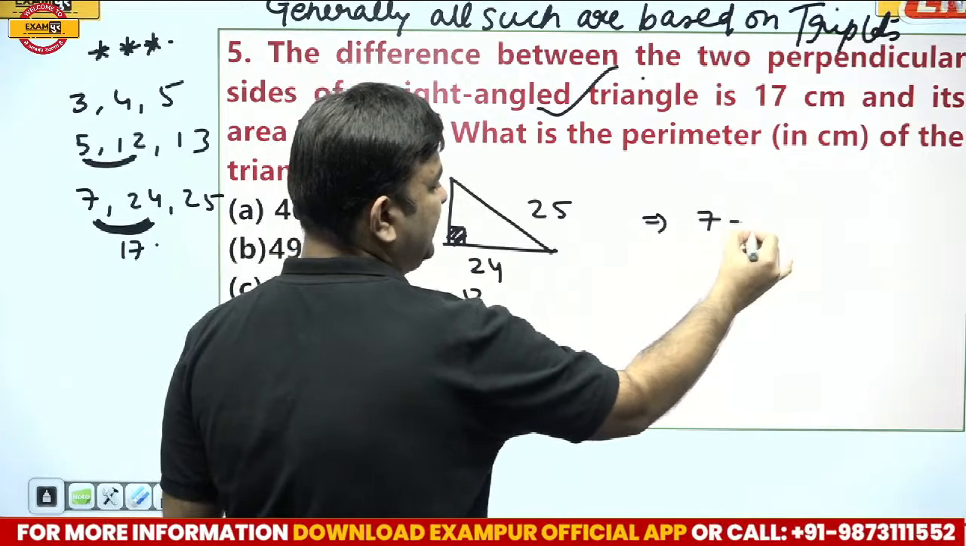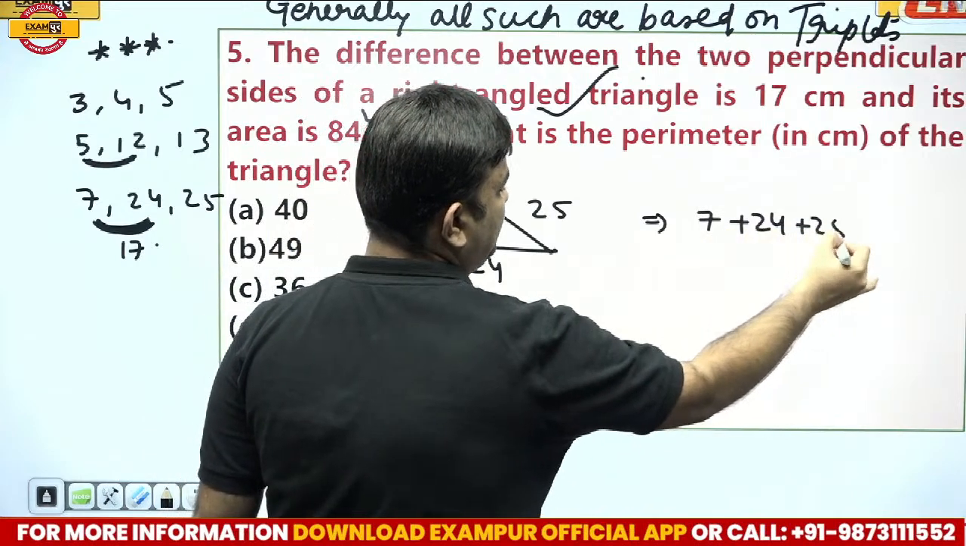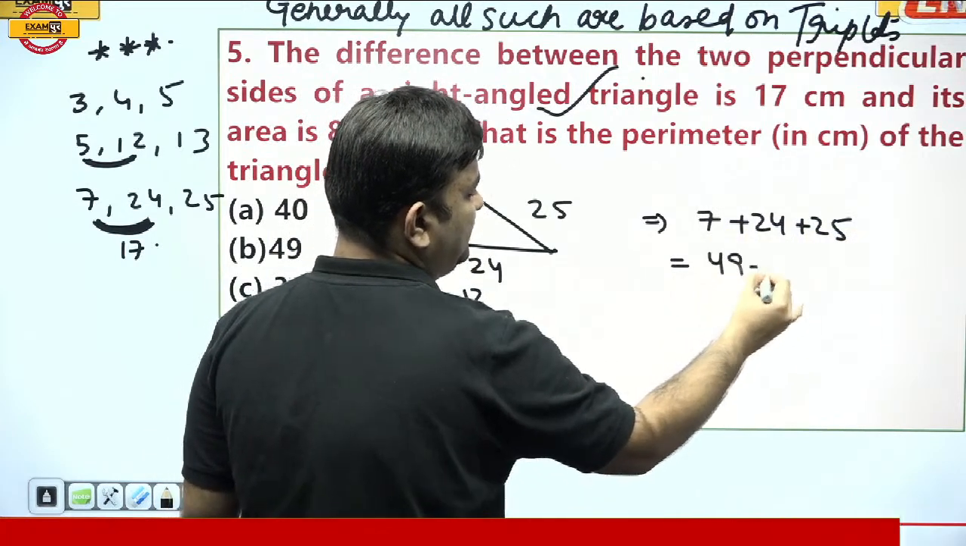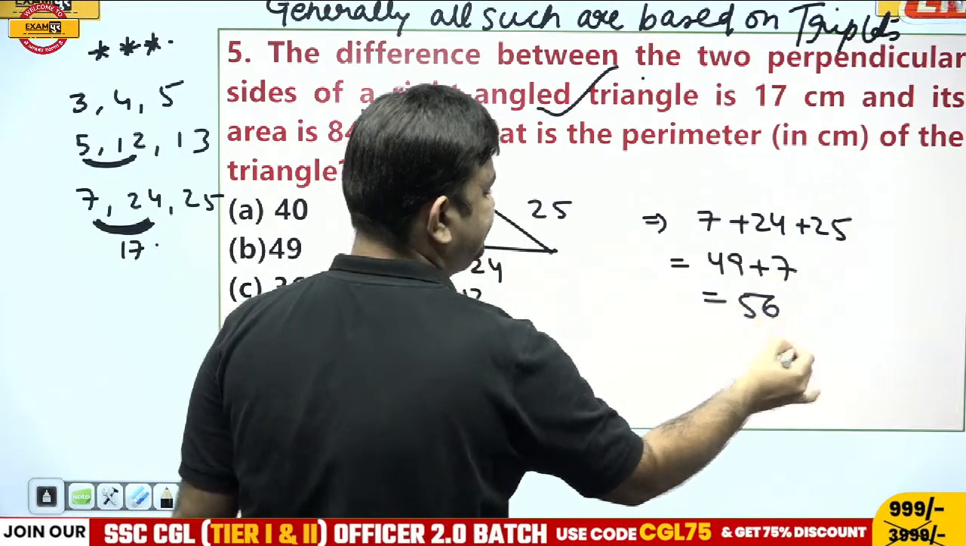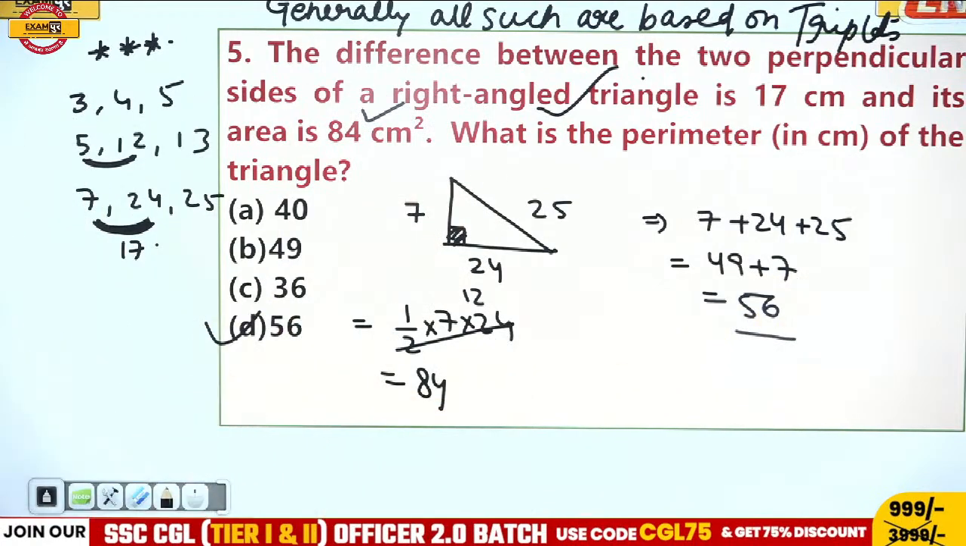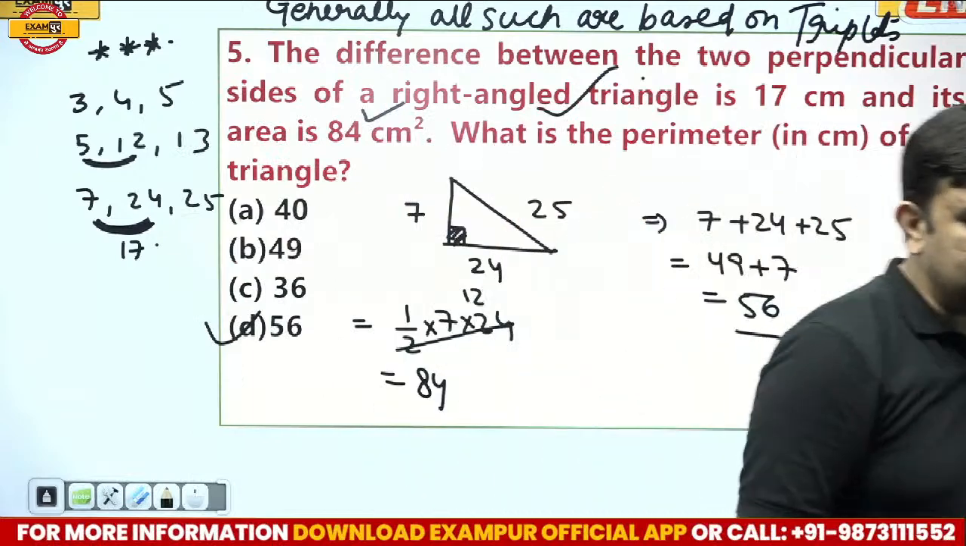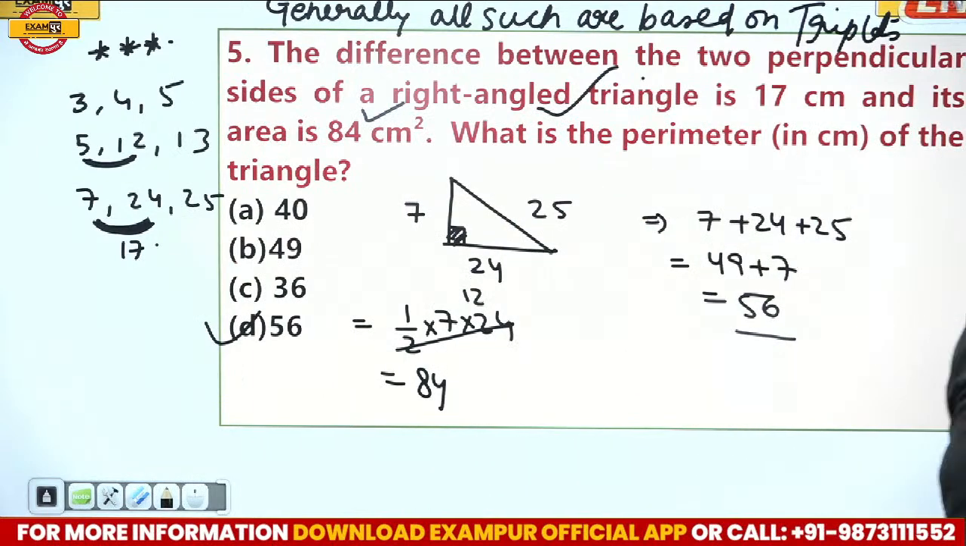Perimeter is sum of all sides. 49 plus 7, 56. It is 7, 24, 25.